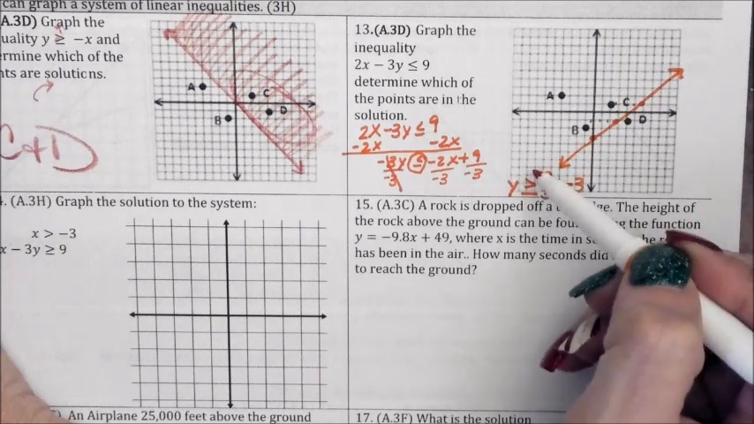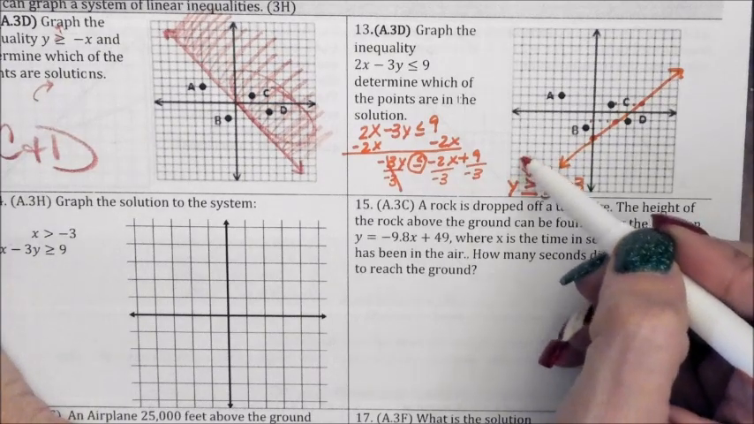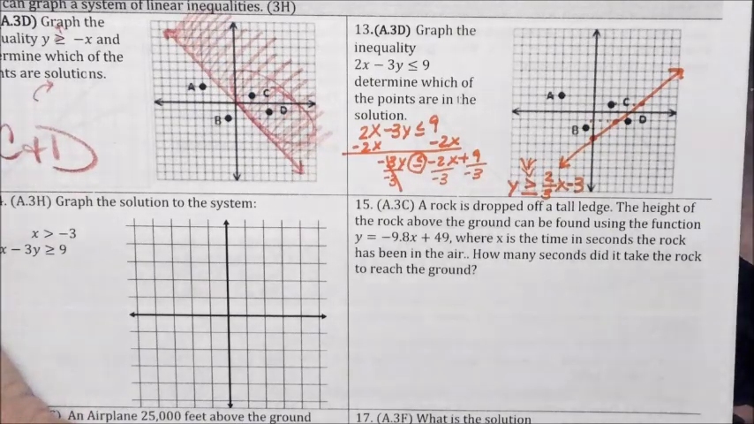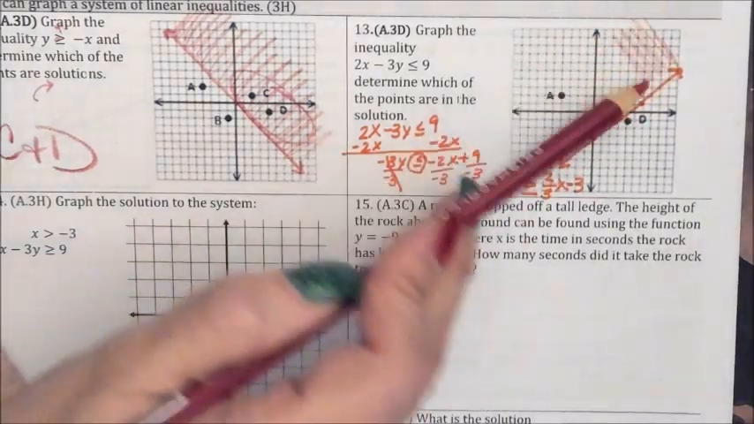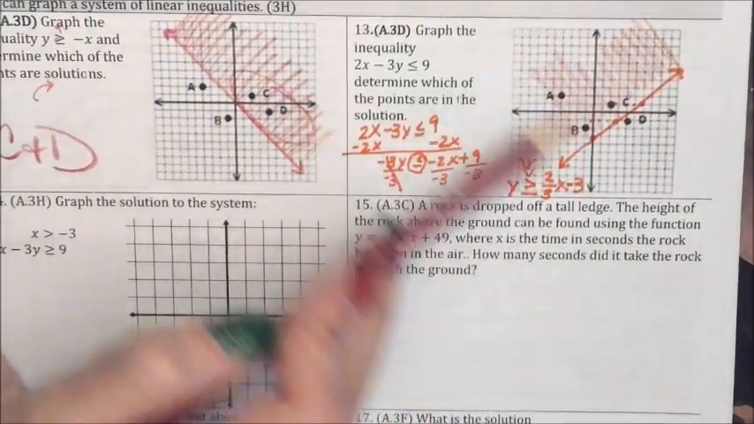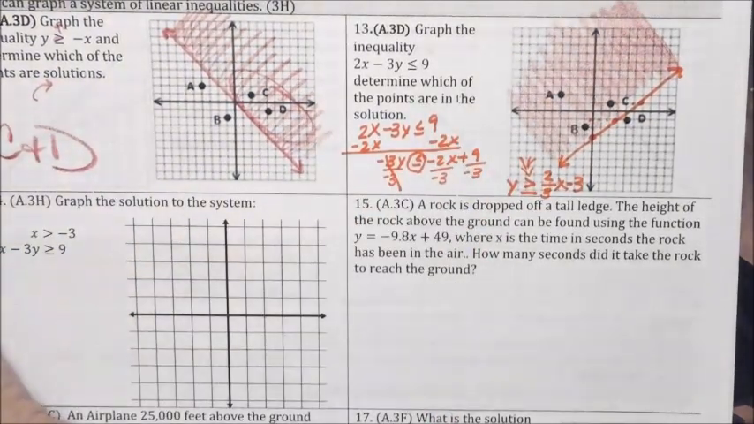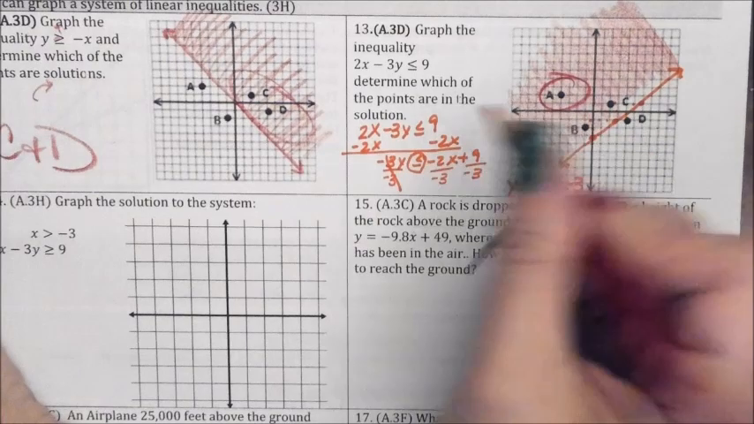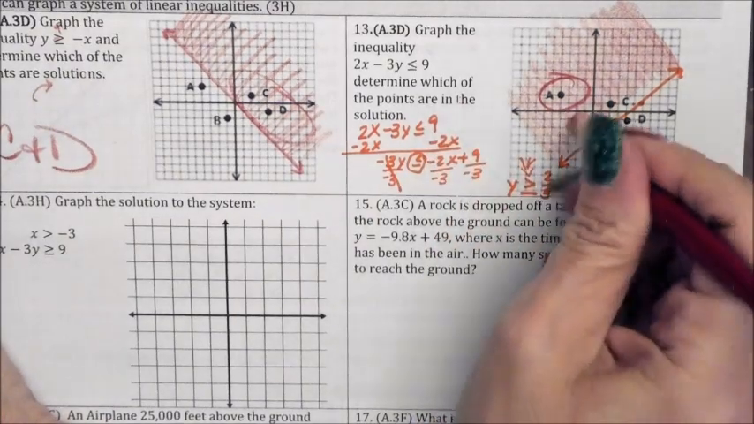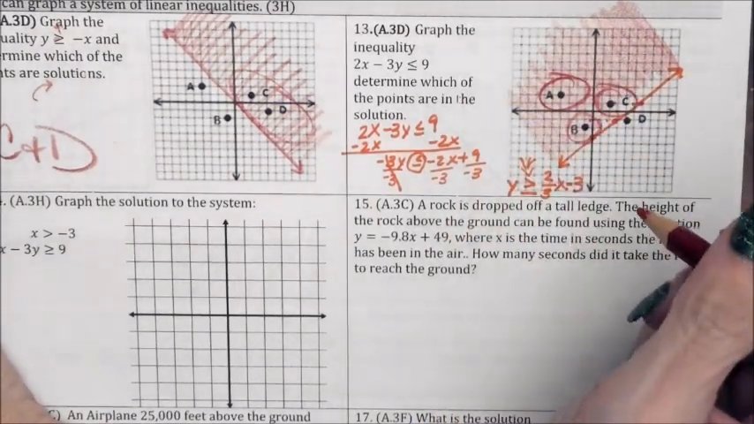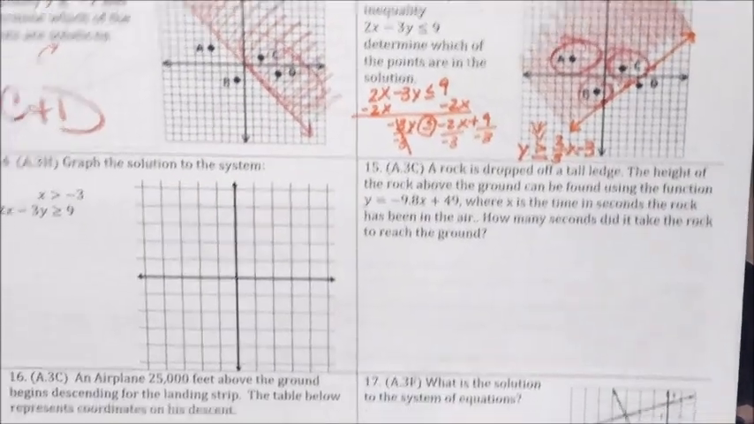Turn it clockwise so the opening, the lava, would spray up. So that means I'm going to color up. All right, so which points are in there? Which of the points are in the solution? A, B, and C.